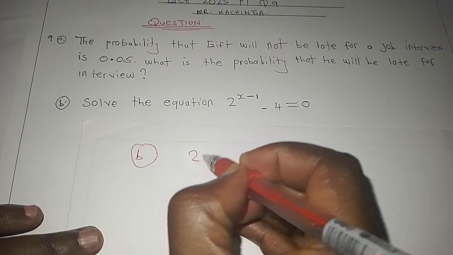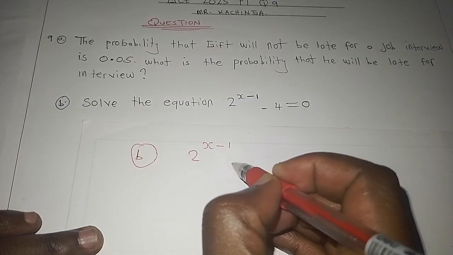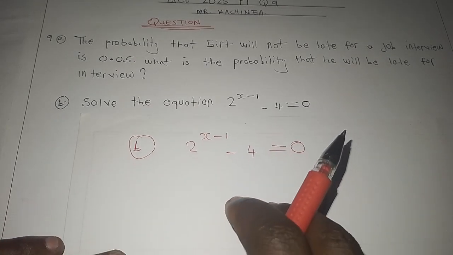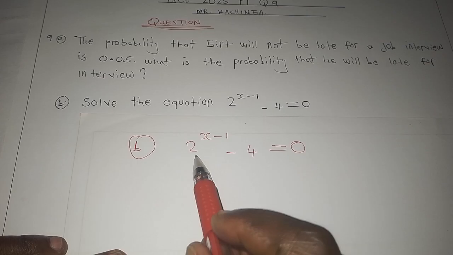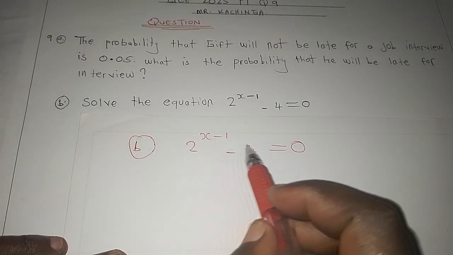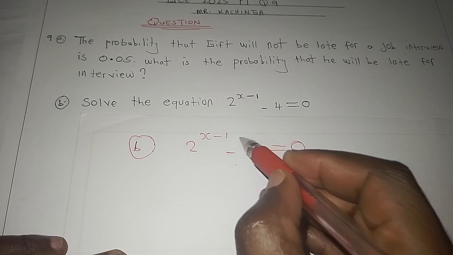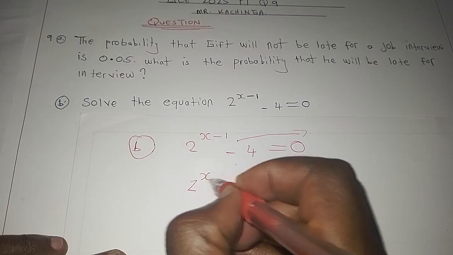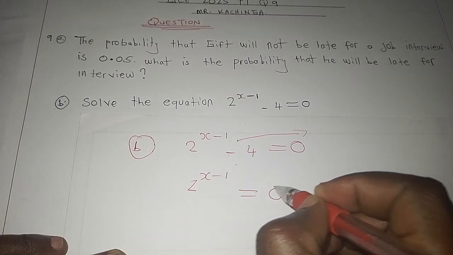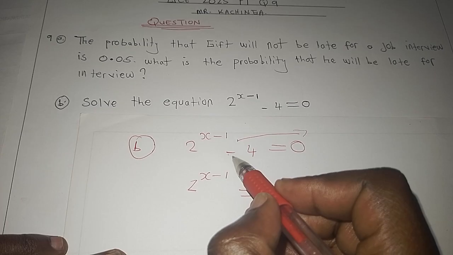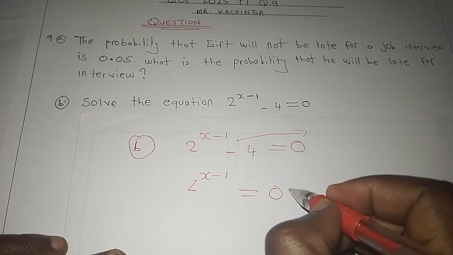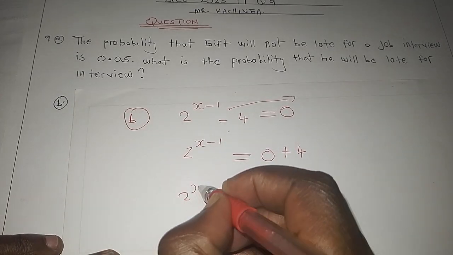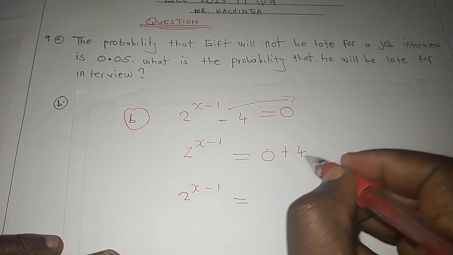So you have 2 raised to the power x minus 1, then minus 4, equated to 0. Now the idea is that you cannot subtract these terms, they are unlike terms. So the best way is to make negative 4 go to the other side. What will remain is 2 to the power x minus 1 equals 0, and this negative 4, when it crosses the equal sign, will become positive 4.